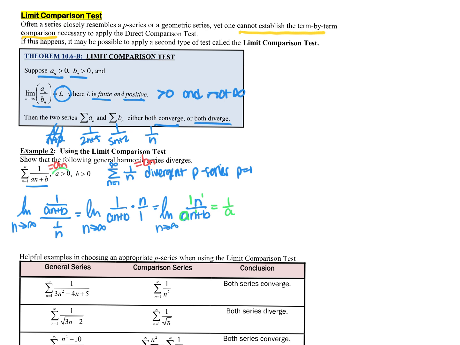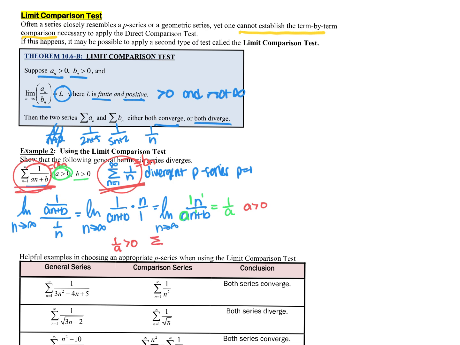And they told us here that A was positive and B was positive, because otherwise our series would not be positive. So since A is greater than 0, then 1 over A is greater than 0, and it's finite because A is a number. So then what that tells us is, be careful, it doesn't say converges. It says that whatever our series was and whatever we're comparing it to, they do the same thing. So this guy was a divergent p series, so this guy diverges.